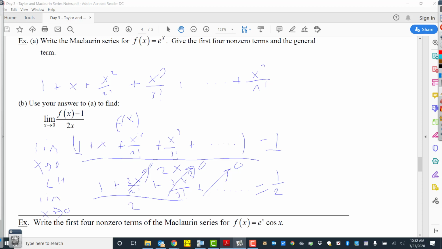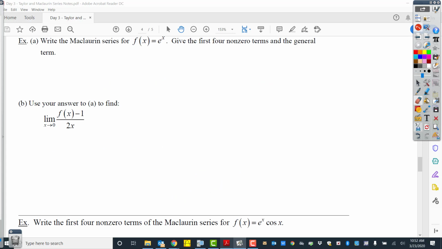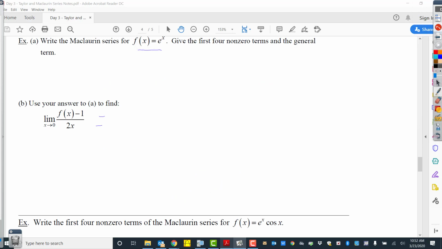Now, some of you might be like, well, you might be wrong. How can we trust this? Well, let's actually check it with the actual answer. So if we did this with the actual original equation of e to the x, we have the limit as x approaches 0 of e to the x minus 1 over 2x.